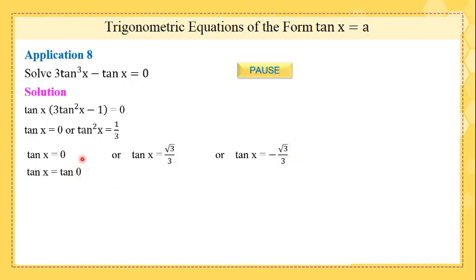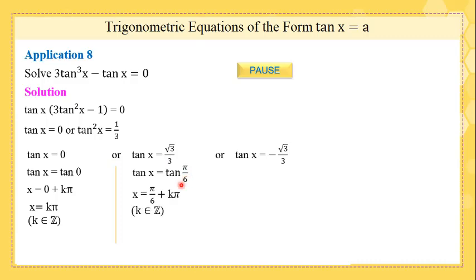Tangent x equals tangent 0. Here we replace 0 by tangent 0. Then x equals 0 plus k pi, that is k pi. Now replace radical 3 over 3 by tangent pi over 6, then x equals pi over 6 plus k pi. And for the last term, tangent x equals minus radical 3 over 3, replace minus radical 3 over 3 by tangent of minus pi over 6, then x equals minus pi over 6 plus k pi.